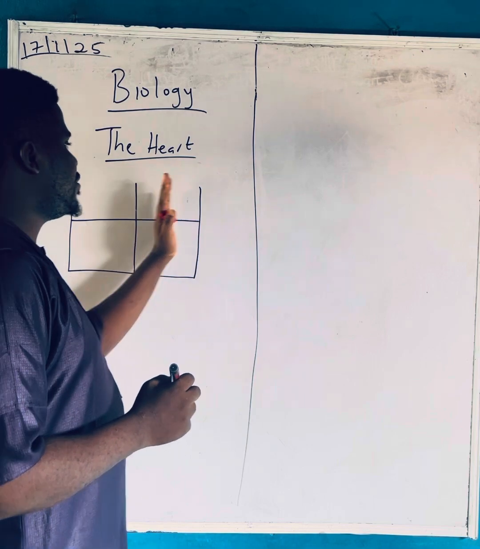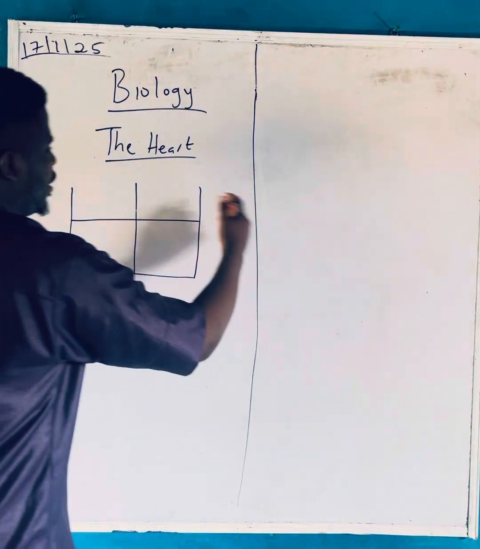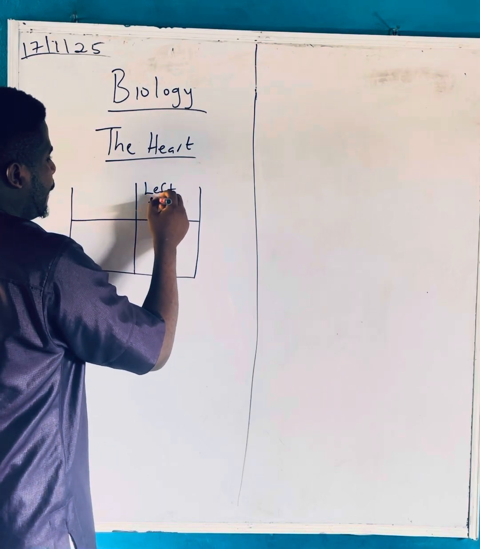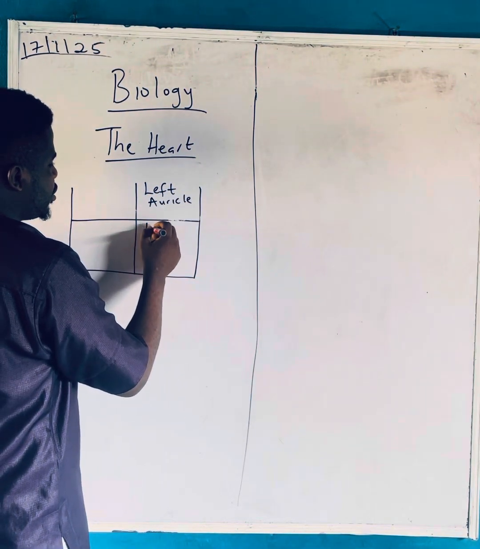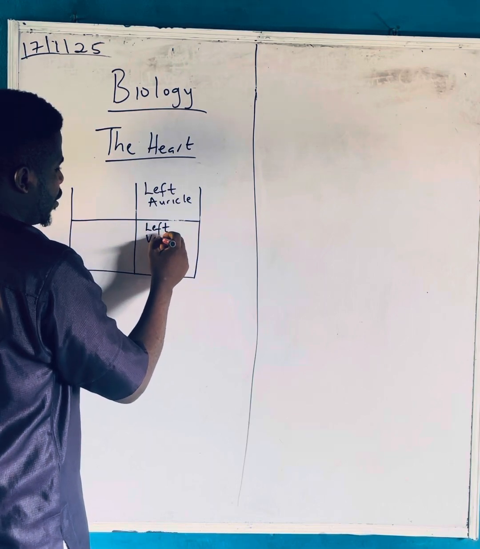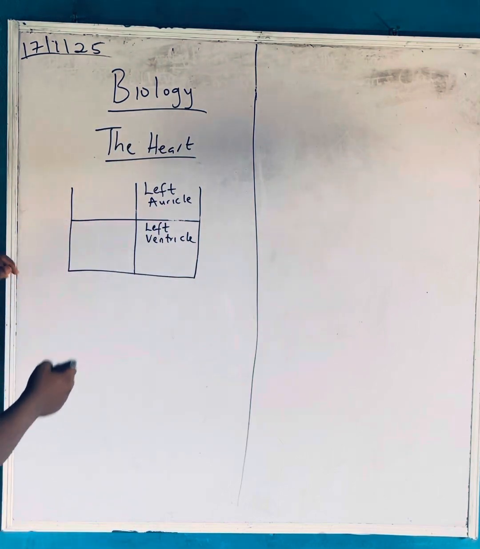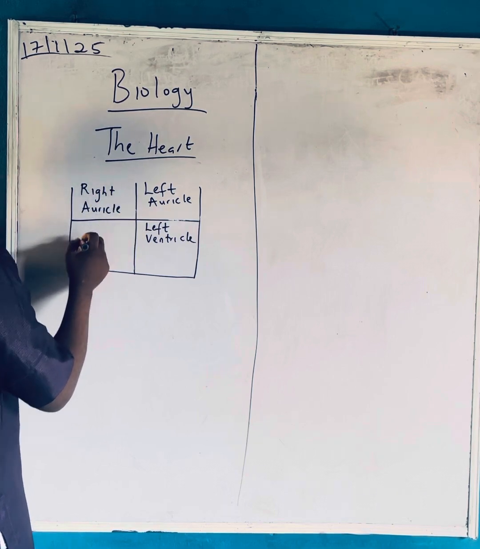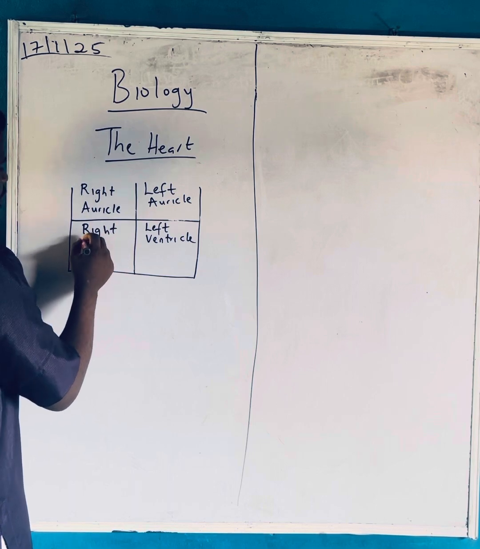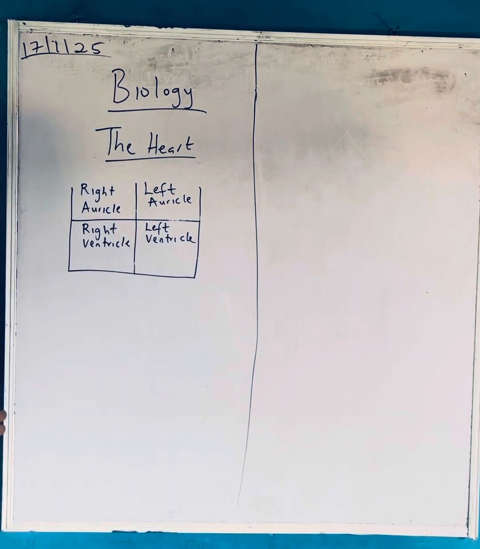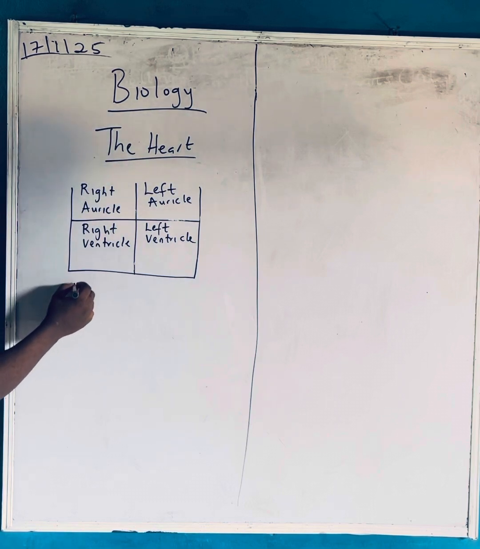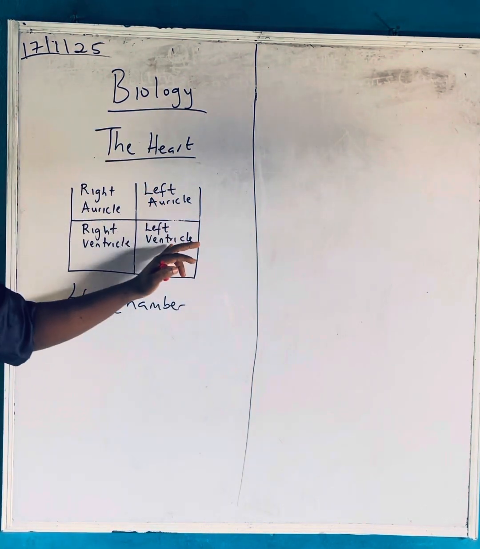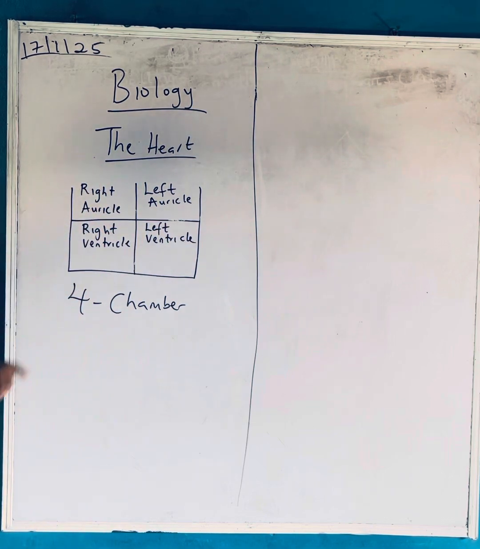So we have the left side and the right side. The chambers in the left side are the left auricle and the left ventricle, while on the right side we have the right auricle and then the right ventricle. So these are the 4 chambers. The mammalian heart has 4 chambers: the left auricle, the left ventricle, the right auricle, and the right ventricle.